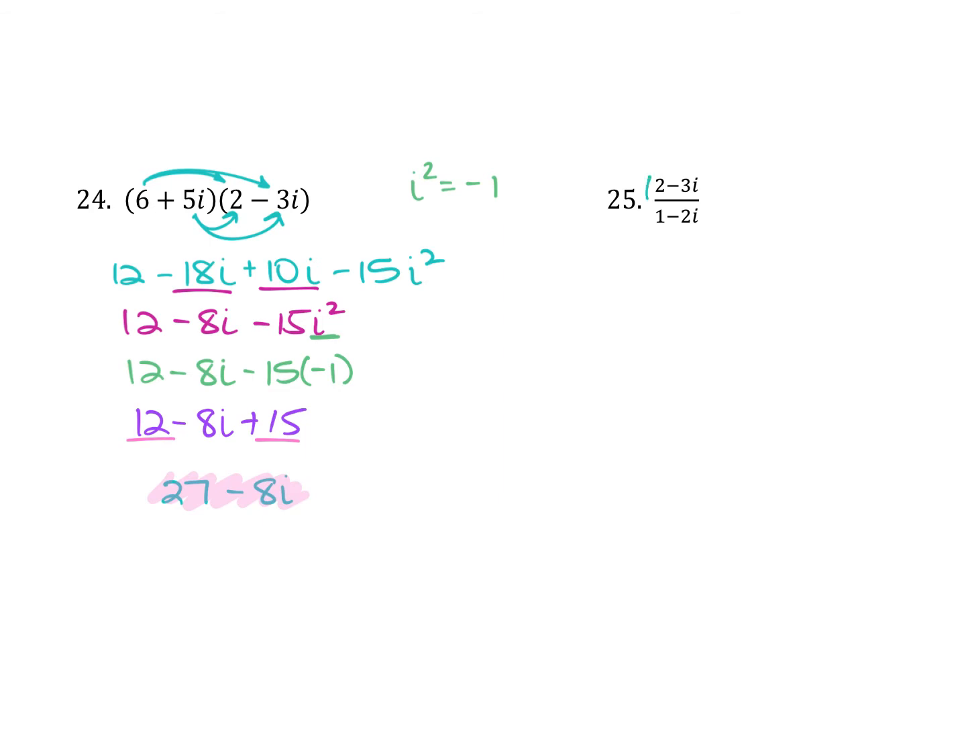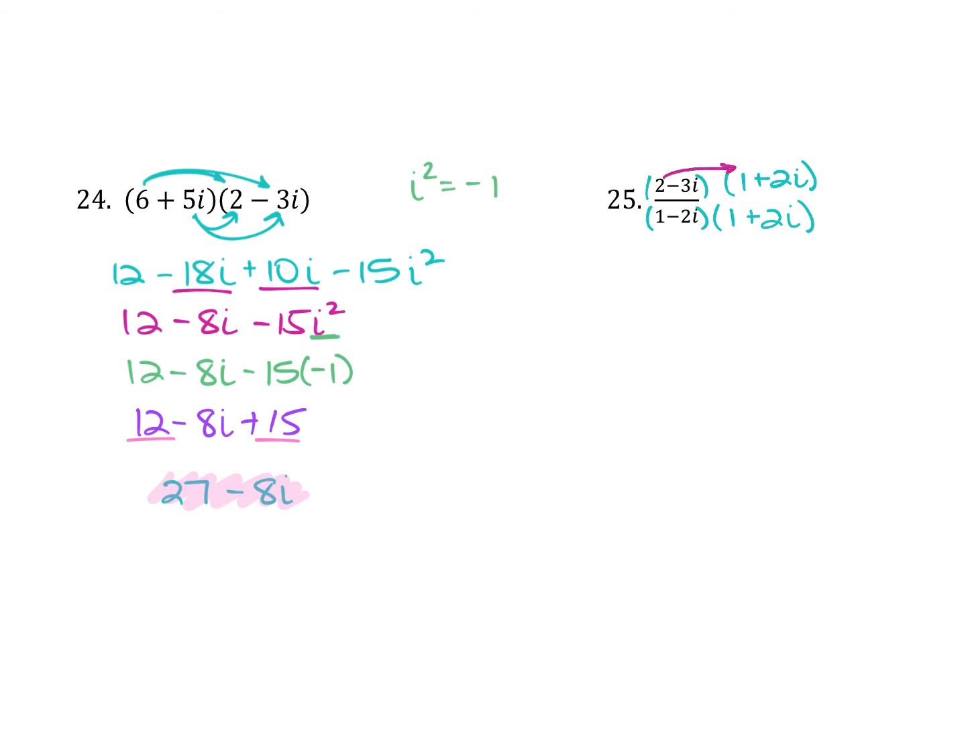So I'm going to start by putting parentheses around both my numerator and my denominator. Then I'm going to multiply my denominator by its conjugate, so 1 plus 2i. What I do to the bottom, I have to do to the top, so I multiply the top by 1 plus 2i as well. And then we're just going to FOIL these out.